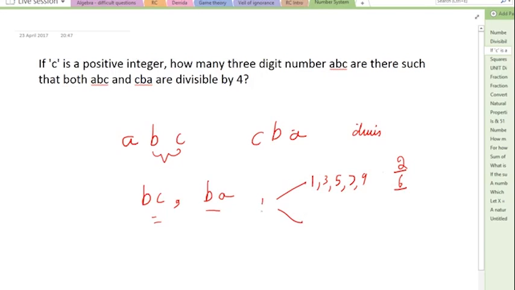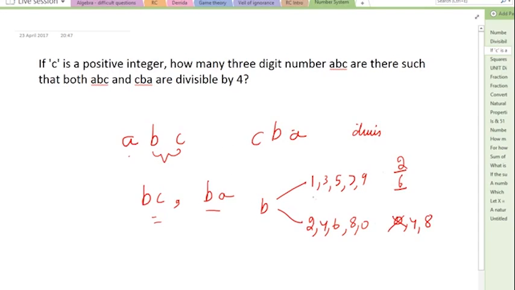Same way, if B is even, which is 2, 4, 6, 8, or even 0, then the only way it will be divisible by 4 is if the next number is either of 0, 4, or 8, right? 20, 24, 28, 40, 44, 48, 60, 64, 68. For these three, it will be divisible. But 0 we cannot consider because it's a 3-digit number. So A or C cannot be 0. So 0 we have to eliminate.